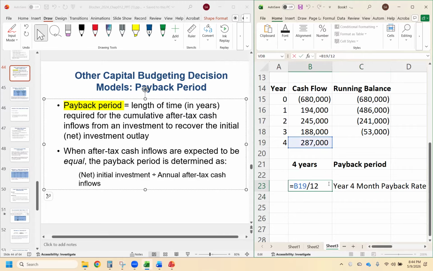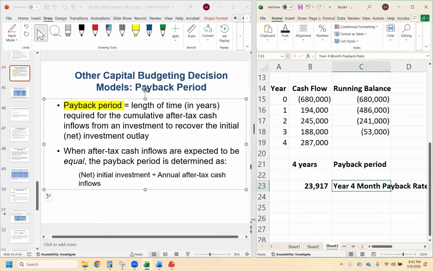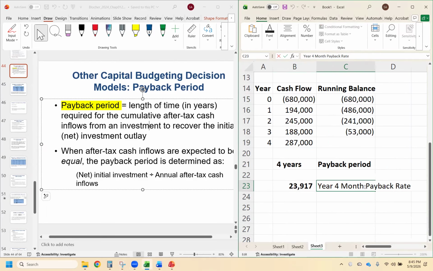So 23,917 per month. So if you look at it that way, monthly payback rate, to get to 53,000, then you would do month 1.